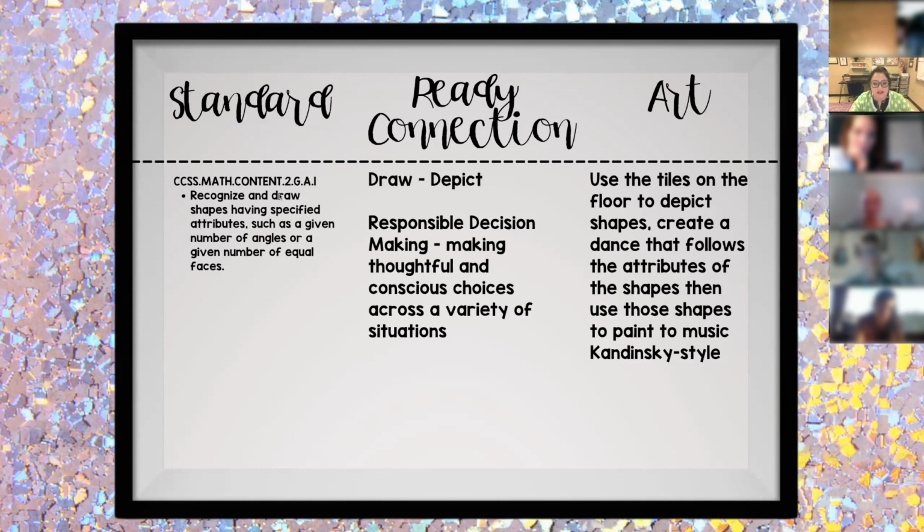Finally, there's a math standard where they can make something. They're not going to be making something new because they can't make a new shape, but draw. Draw was not on that list, but I know that depict means the same thing as draw. So I unpacked the standard, I figured out what the synonym was, and I know that depicting has a ready connection to responsible decision making, making thoughtful and conscious choices across a variety of situations.